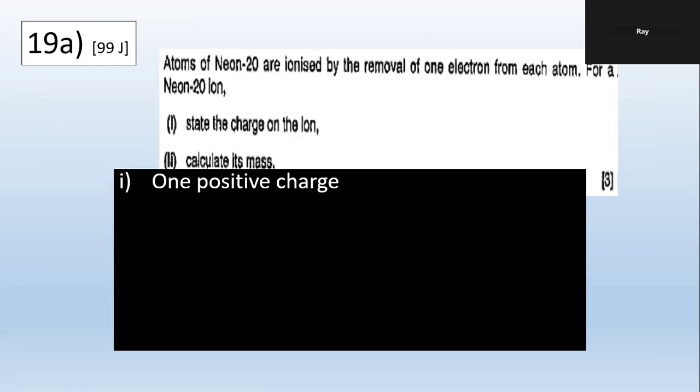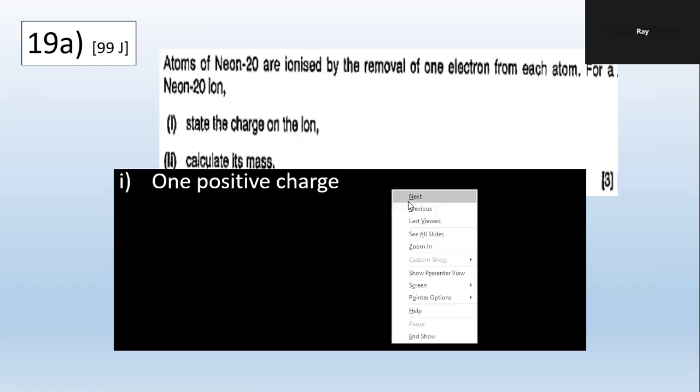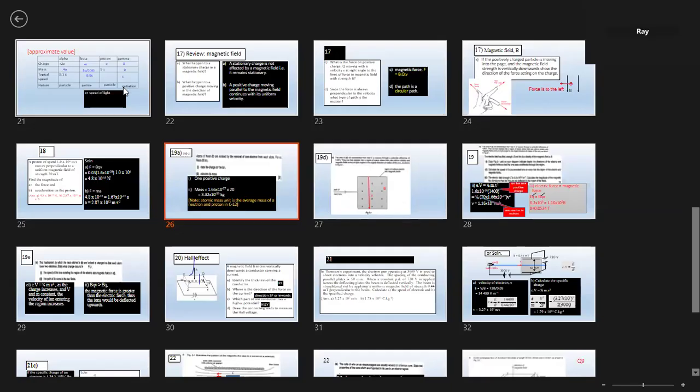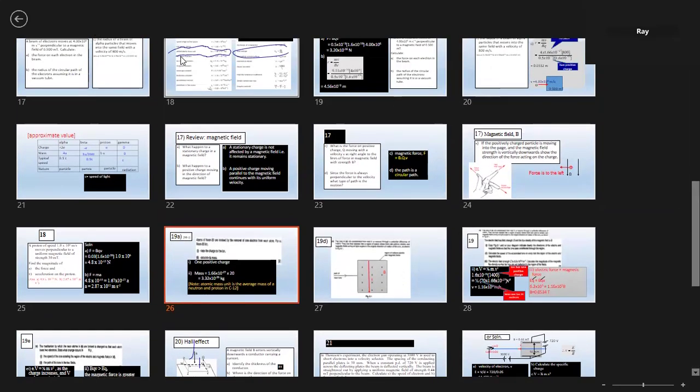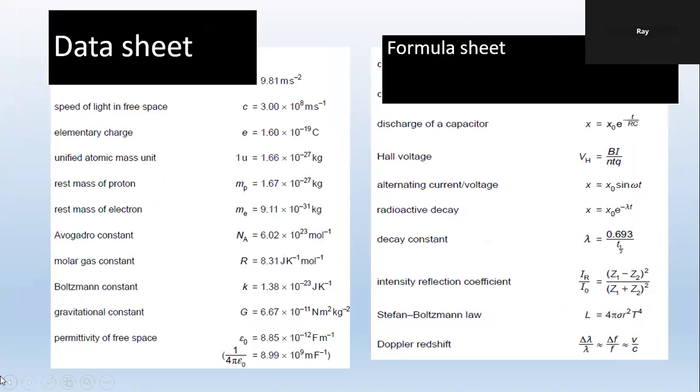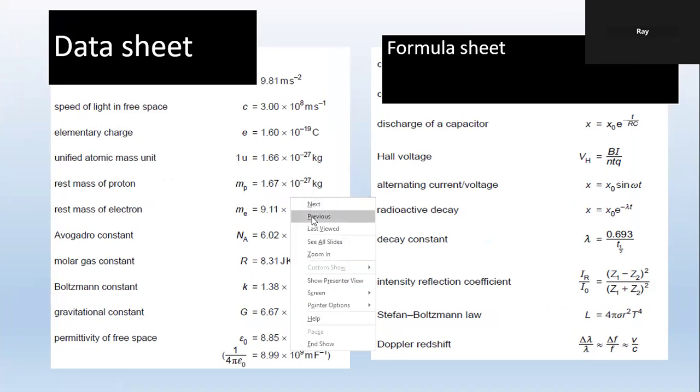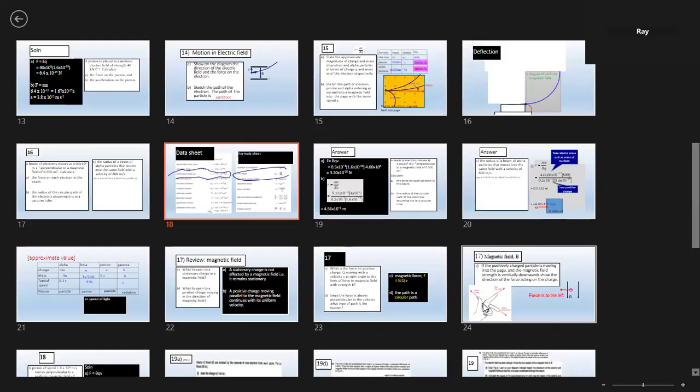This one you have to use the data sheet. There's the rest mass of the proton. So I take 20 times the mass of proton, then I get 3.34 times 10 to the power minus 26. Make sure you know where to find your value. What's the Avogadro constant again? I forgot.